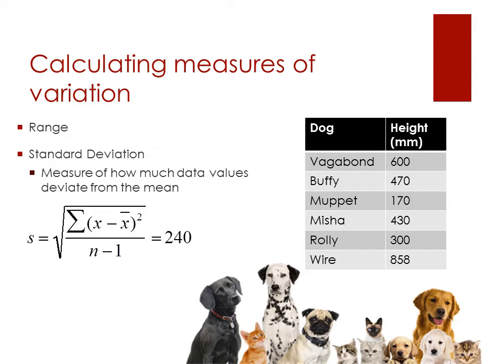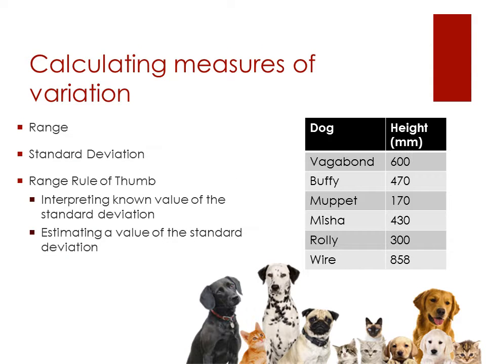All right, so that is our standard deviation for this particular set of data about the heights of dogs in the neighborhood. Make sure that you understand why we are squaring and then taking the square root again. That is a concept you need to understand to be able to work with this data. Now, the next part we're going to look at is the range rule of thumb.